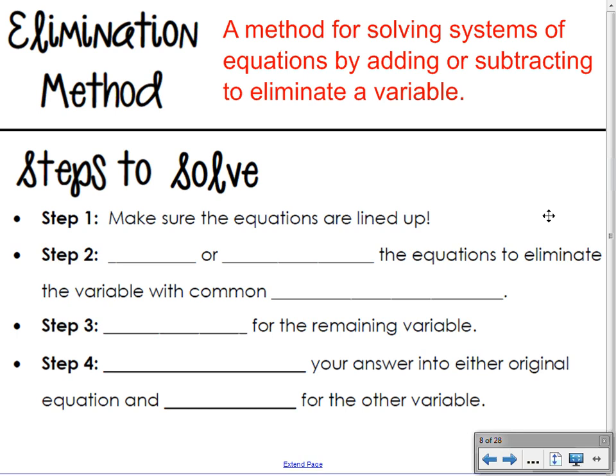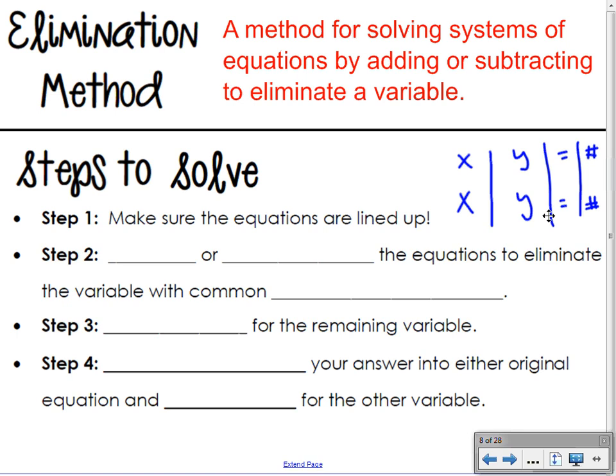So we have some steps, and the first step is we need to make sure that our equations are lined up. So if you think about a system of equations, we want the top equation to line up with the bottom equation for the x's, the y values, signs should be lined up, and your numbers should be lined up. If they're out of order, you're going to need to rearrange them before we can continue with the elimination method.